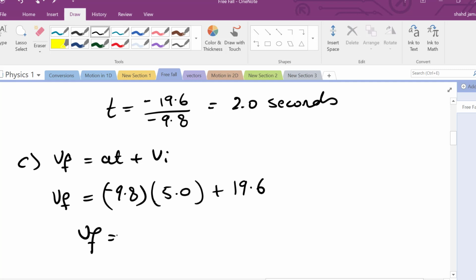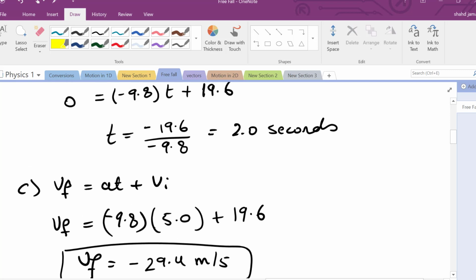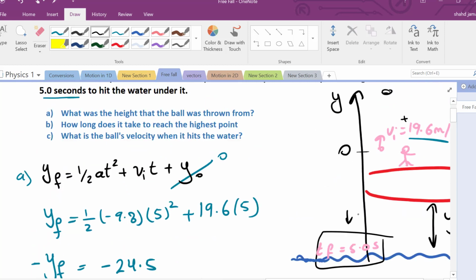So you will get your final velocity as negative 29.4 meters per second. Don't forget the units, don't forget the signs, and everything aligns perfectly, because right now it's going down, which is opposing the direction of our axis, which is why the velocity is actually negative.